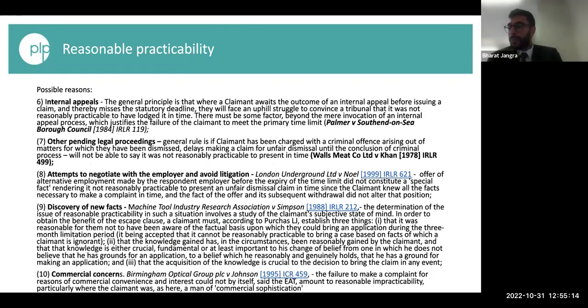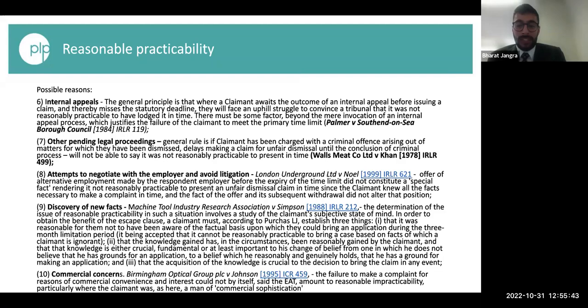I am mindful of time, so I'm just going to whiz through these other possible reasons. Where there is an internal appeal, and a claimant waits for the outcome of that internal appeal before issuing a claim and thereby misses a statutory deadline, they will face an uphill struggle to convince the tribunal that they couldn't have brought their claim earlier and lodged it in time.